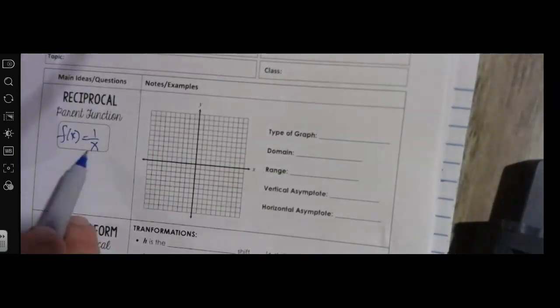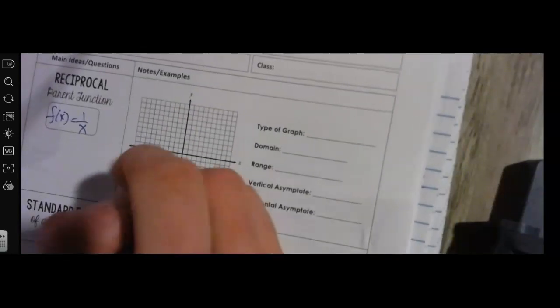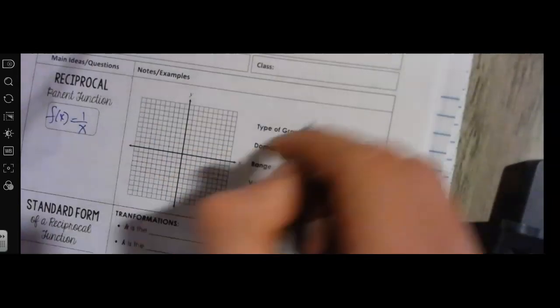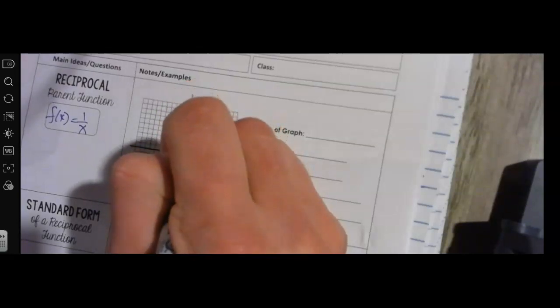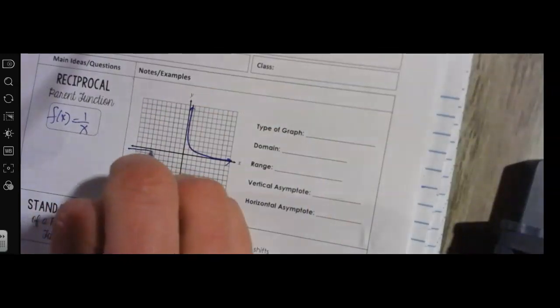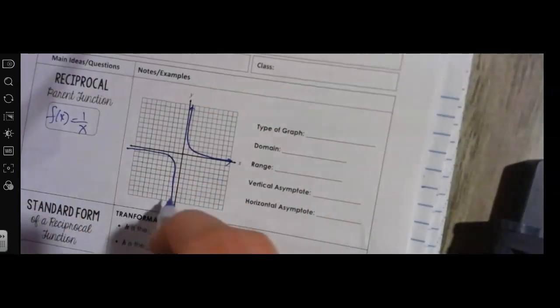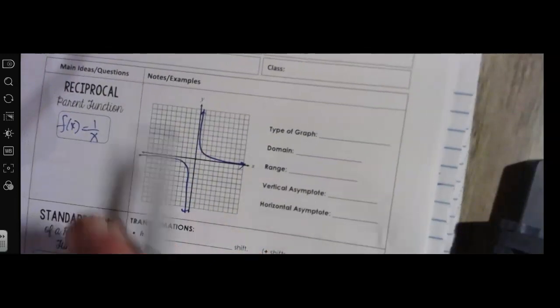So we notice that if we put 0 in here, it's going to cause a problem. Our graph is going to be discontinuous at x equals 0, infinitely discontinuous. So our graph will kind of look like this. The graph is definitely going to be discontinuous at x equals 0 because we can't have 0 in the denominator. So this type of graph is called a hyperbola.